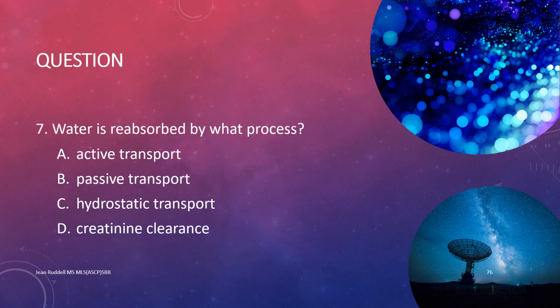Question 7. Water is reabsorbed by what process? A. Active transport. B. Passive transport. C. Hydrostatic transport. D. Creatinine clearance. The answer is B. Passive transport.